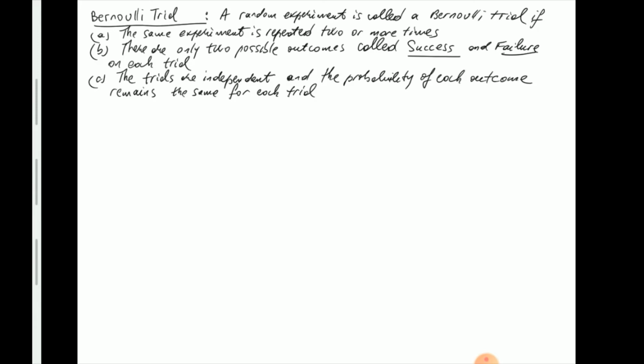So a Bernoulli trial is simply a name for a specific type of experiment which is run several times. But there are some conditions to be met, okay? So again, flipping the coin repeatedly is the best example to keep in mind as the default framework for the Bernoulli trial. So you have a random experiment, and to be called a Bernoulli trial, the same experiment is repeated 2 or more times. Without this condition, there's no point in talking about anything special.